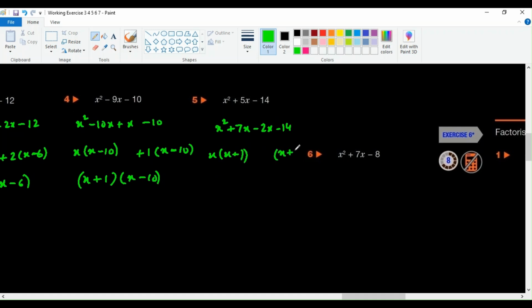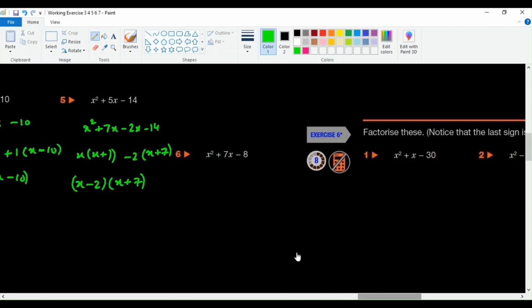X plus 7 comes in one bracket, and minus 2 I will write like this. So x minus 2 and x plus 7 are the two factors for this expression. Question number 6.